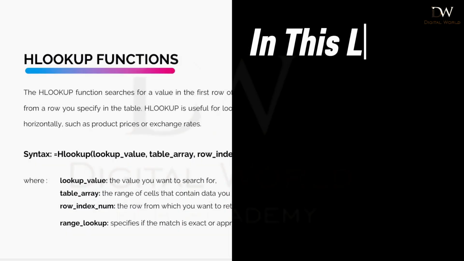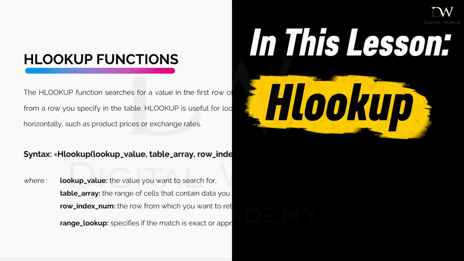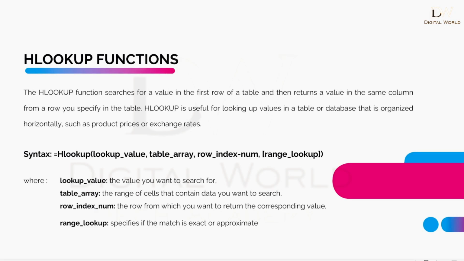In this lesson, you're going to learn how to use the HLOOKUP function. The HLOOKUP function searches for a value in the first row of a table and then returns a value in the same column from a row you specify in the table. The HLOOKUP is useful when your data is arranged horizontally, hence the name HLOOKUP, meaning horizontal lookup, meaning your headings are across the first row instead of down the first column.